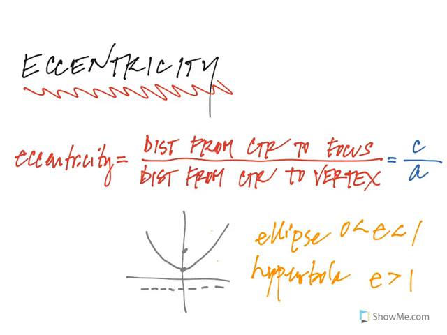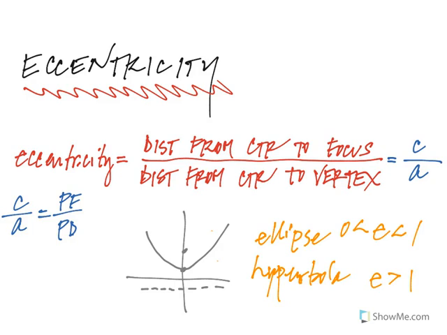Now, for a parabola, it's a little bit different. You don't have a center, obviously. So, C over A, distance from center to focus over distance from center to vertex, also is equal to PF over PD. And this is especially useful in parabolas. This is point to focus over point to directrix.